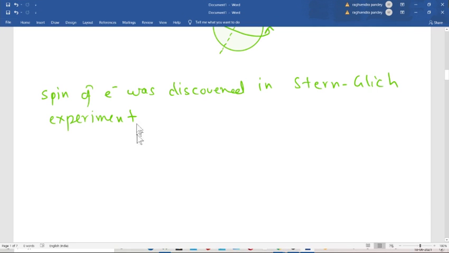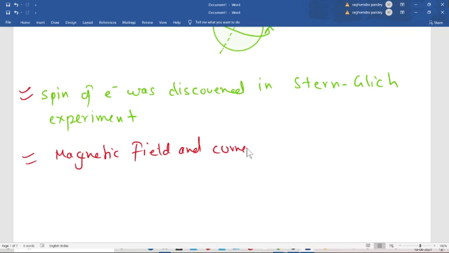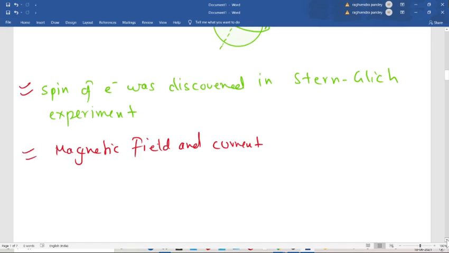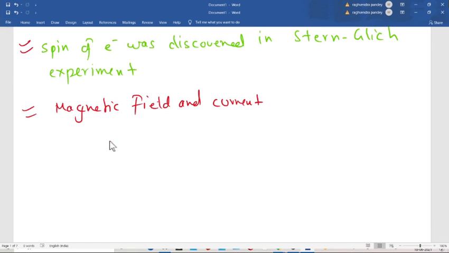So the magnetic field and the curling of current. Suppose this is the magnetic field. Okay, so this is done. Now let's discuss magnetic field and current, because that is somewhat related to your physics.